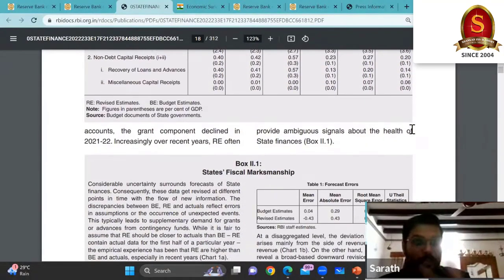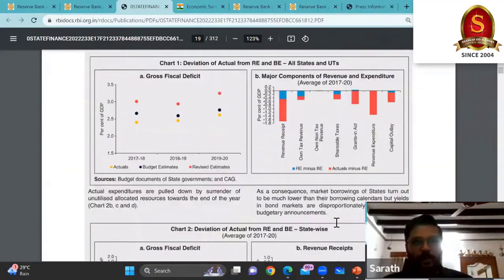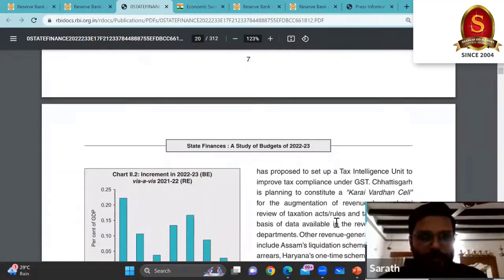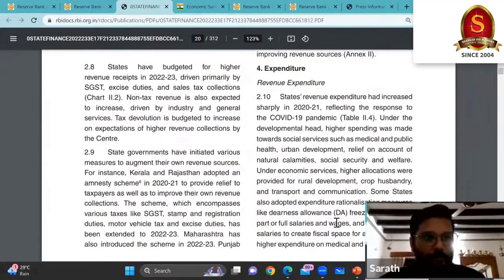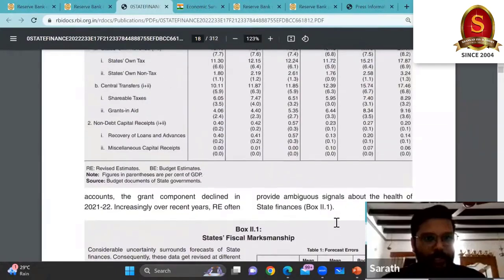Okay. I told you a term earlier. Fiscal marksmanship. You find the term over here. And what are the two data which is compared? Budget estimate, revised estimate. So this is a measurement statistically, but not important for us. This is a measurement of how far away they are from their projections. So a lot of information like this is given. Then you have, again, receipts itself. There is GST data which is given.